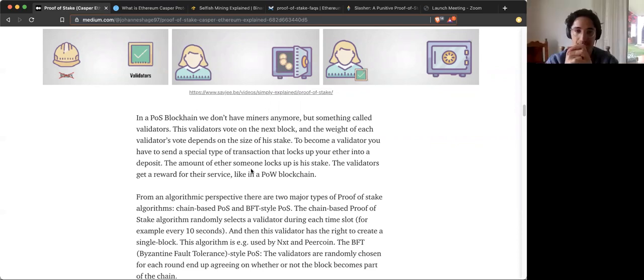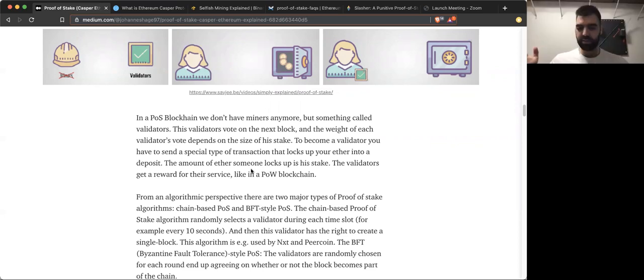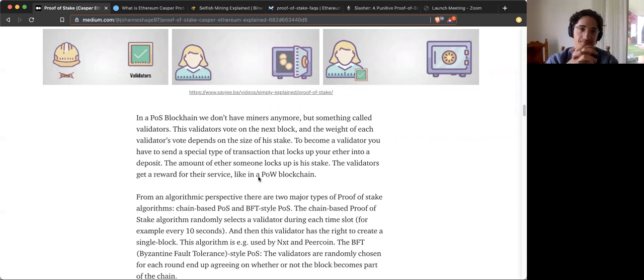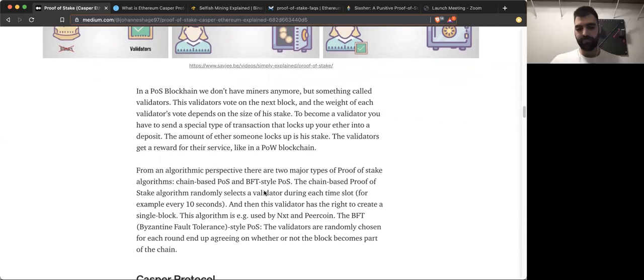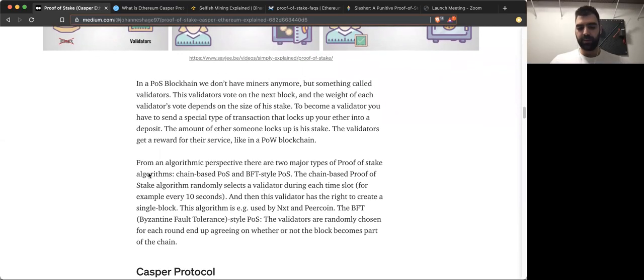Yes. Right? So in the long time limit, if you control 1% of the ether locked up, you will get 1% of the rewards. Okay. Yeah. And then the author of this blog post goes into two major types of proof of stake, which I don't think he comes back to in the later part. I think he just presents them.